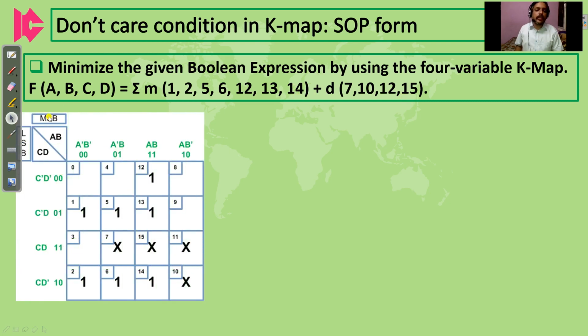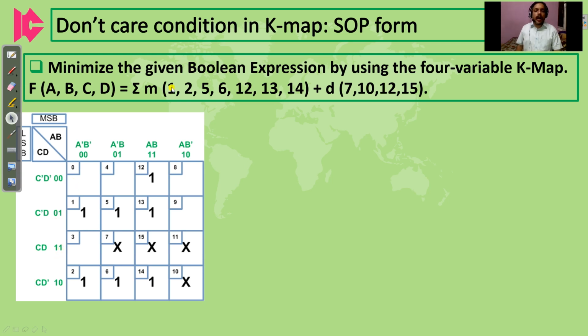MSB is on this side, A, B, and LSB on this side, C, D. So 00, 01, 11, 10, gray code: A' B', A' B, A B, A B'; C' D', C' D, C D, C D', 00, 01, 11, 10. Again, it is a gray code.